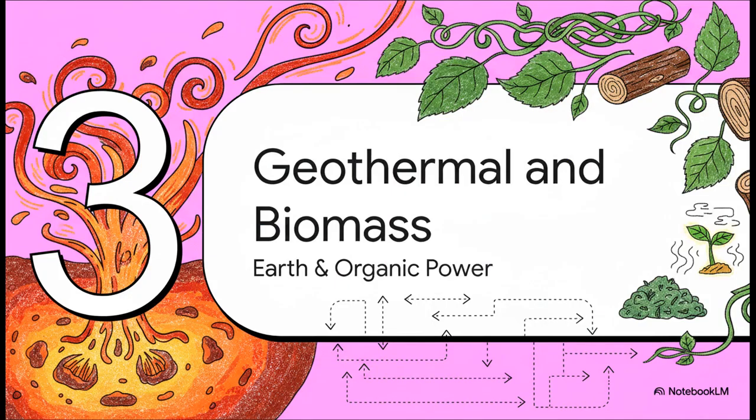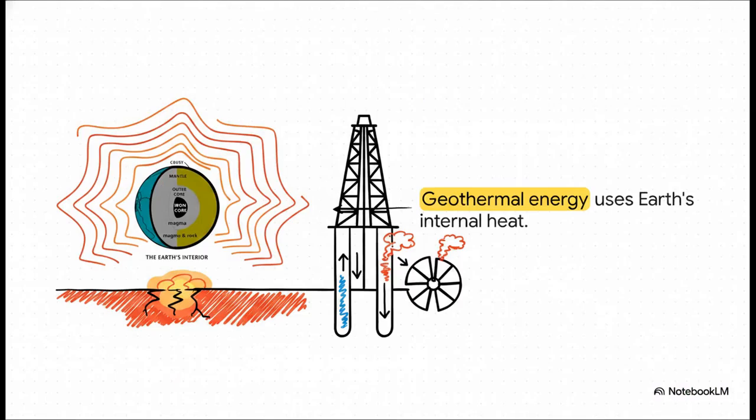Next up, Section 3, Geothermal and Biomass. We're talking earth and organic power. You can actually break down the word geothermal to understand it perfectly. Geo meaning earth and therm meaning heat. In certain places around the world, especially volcanic regions, the heat from the Earth's magma comes pretty close to the surface and heats up underground water. We can actually drill deep wells and pump this superheated water or steam straight to the surface to spin a turbine.